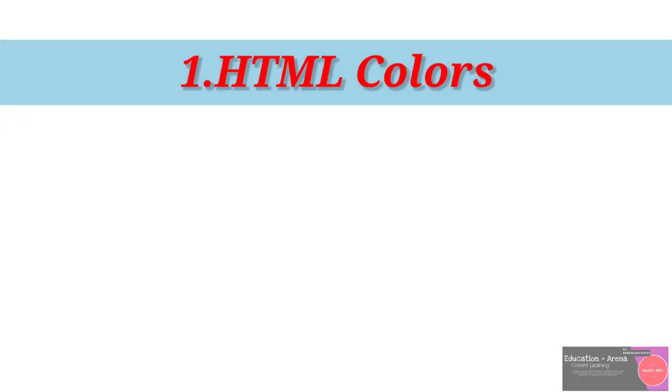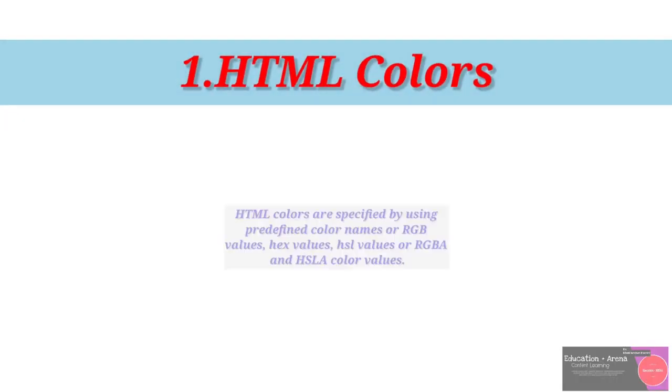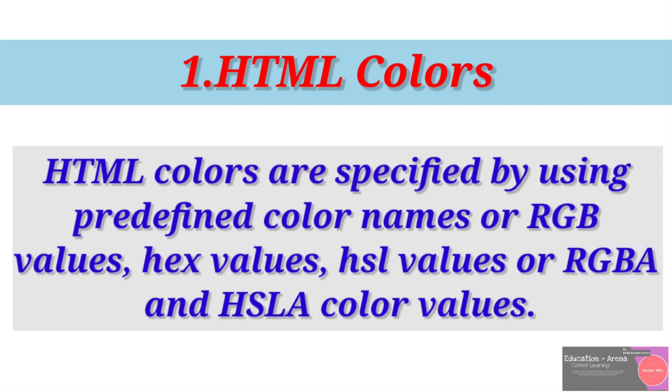Welcome. So today we will discuss color. Colors in HTML are specified by using predefined color names, RGB values, HEX values, and HSL values. These are color values.